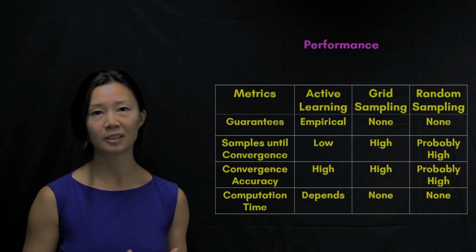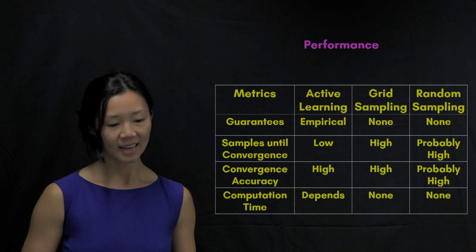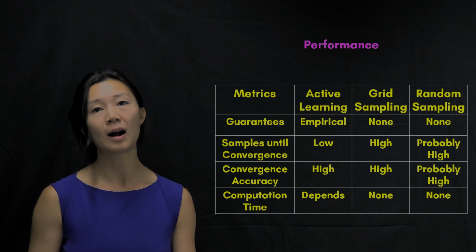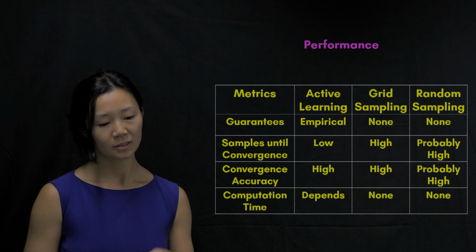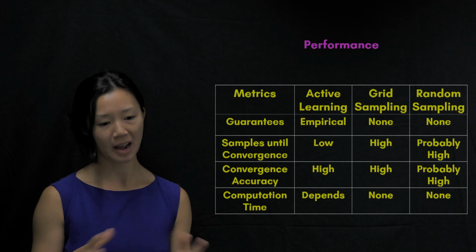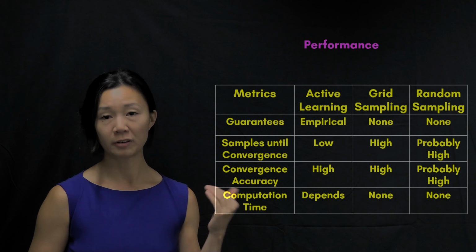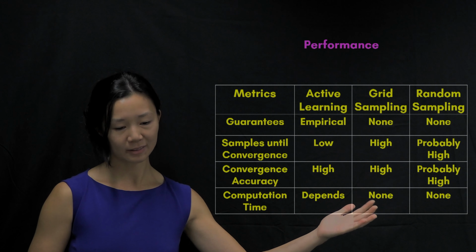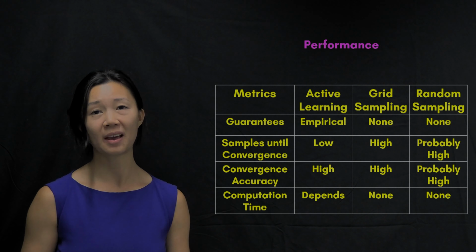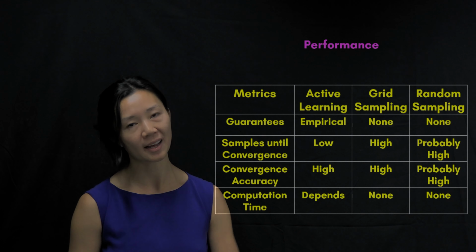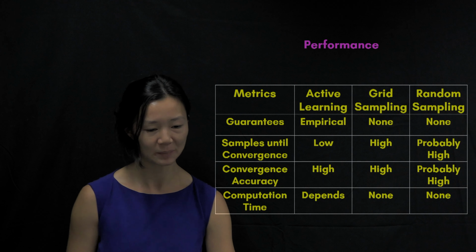For active learning, convergence accuracy is high because you can set your optimal stopping condition to target a certain accuracy. And for grid sampling, the convergence accuracy is going to be high because you're doing an exhaustive search, and random sampling, again, probably high due to its probabilistic nature.